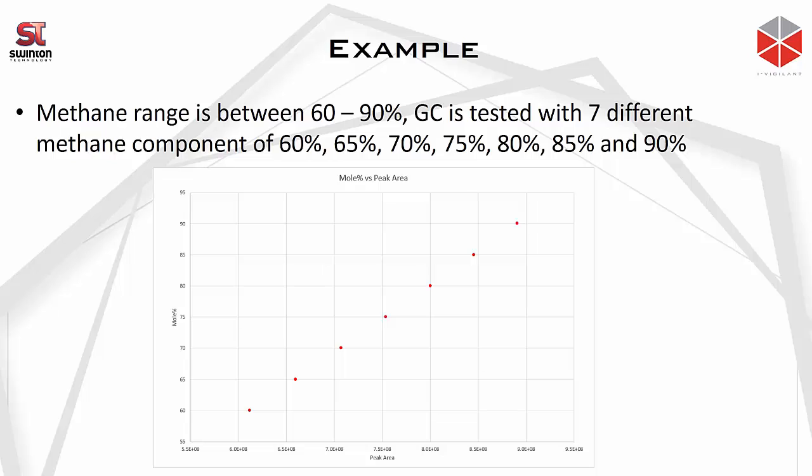And what we do then, we plot the peak area of methane that results from the analysis of each individual gas and plot it against the actual certified mole composition that we have in the calibration gas. So now we basically have a chart of peak area against the mole composition.